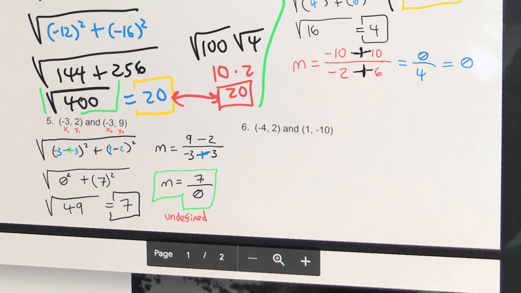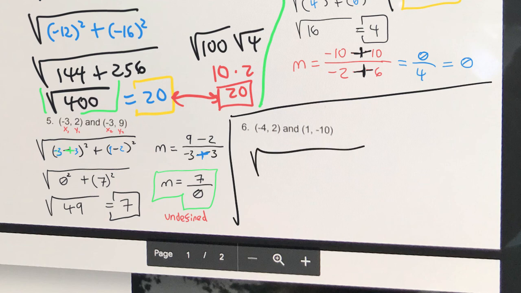All right, moving on to the next. So I'll do a little divider. Looking at the distance formula. Well, first of all, here's the distance formula. Subtraction is subtraction. We'll call this x1, y1, and we'll call that x2, y2.